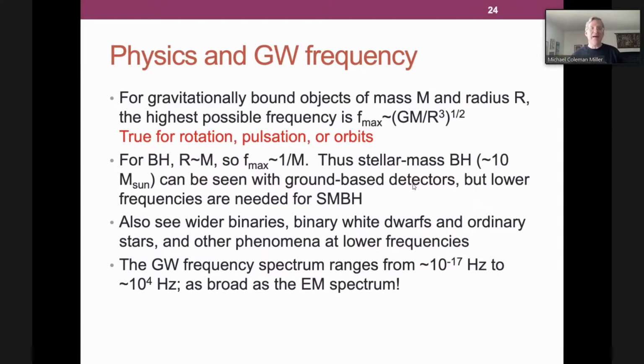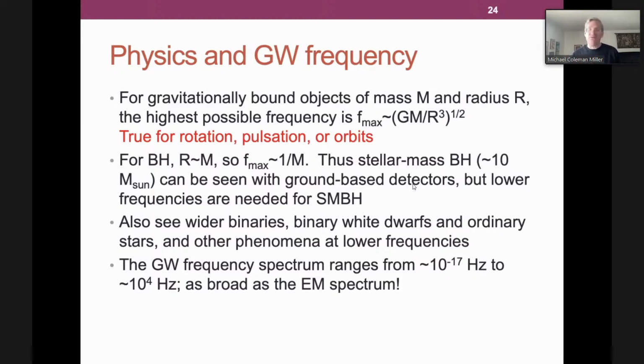Suppose it's got a mass m, a radius r. The highest possible frequency is given by this formula. And this is true whether you are generating your gravitational waves by rotation or pulsation or orbits. For a black hole, as you may recall, the event horizon radius is proportional to the mass. So putting it in that formula tells you the highest frequency you can get for a black hole of mass m is proportional to 1 over the mass.